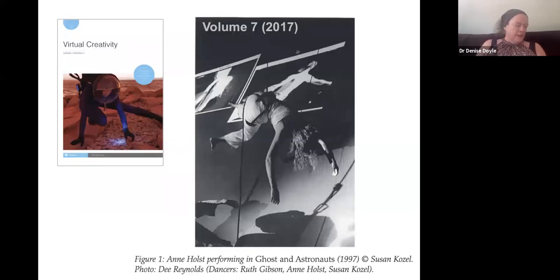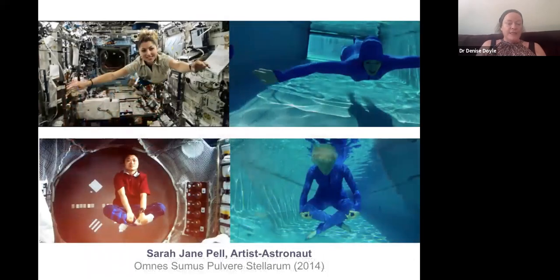So for the founding issue, I had invited artist astronaut Sarah Jane Pell, who is Australian, to contribute a visual essay about her work on embodiment. And we used a still from her film, We Are All Explorer Fish, from 2016 for the front cover that you can see on the left. And this is a fictional account of the first human trip to Mars. And it's really interesting, her work.